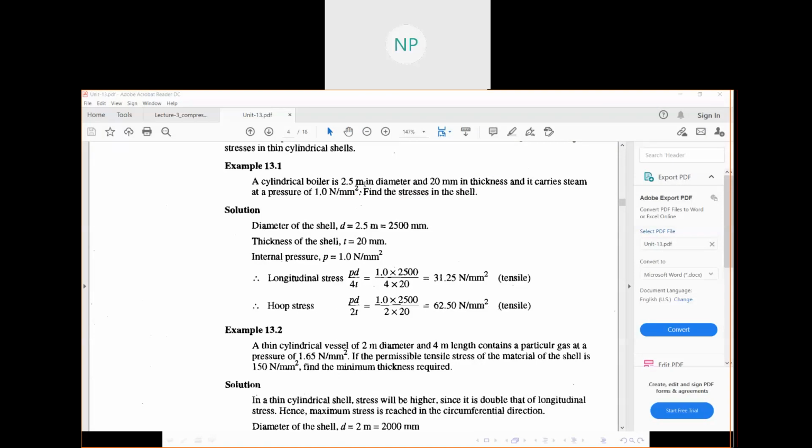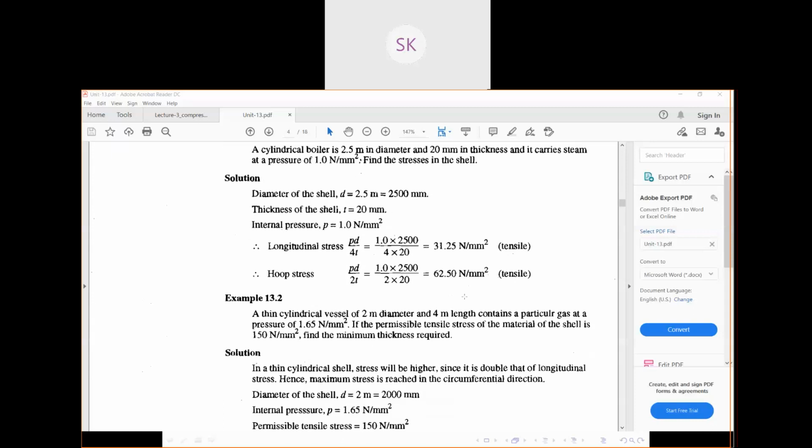So, see, you have a question. A cylindrical boiler is 2.5 meter in diameter. The diameter is given to you. Thickness is given to you, 20 mm. And internal pressure is given to you. See, all are in mm, so you convert the diameter at first itself. They have not asked you to find the hoop stress or longitudinal stress. They simply ask to find the stresses in the shell. So we know the two major stresses are longitudinal stress and hoop stress. Put the values in the formula, you get this answer. Okay, this one was easy.